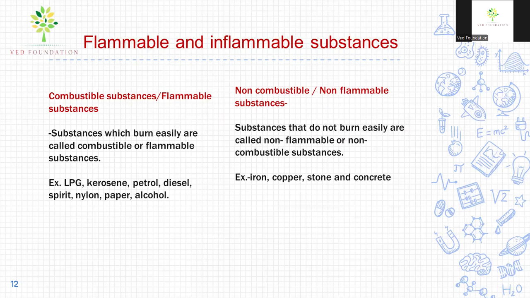Non-combustible or non-flammable substances. Substances that do not burn easily are called non-flammable or non-combustible substances. For example, metals, stone, rocks, soil, copper. These are non-combustible substances.